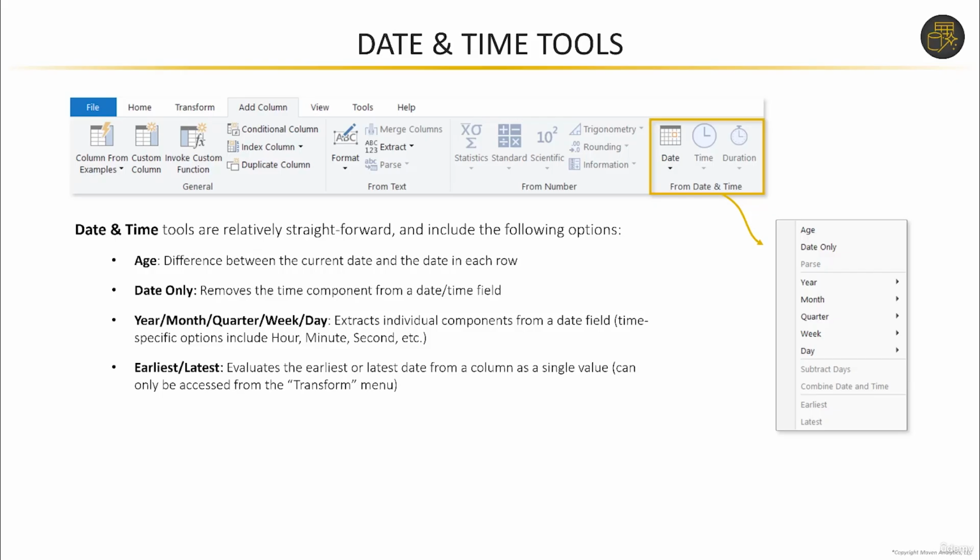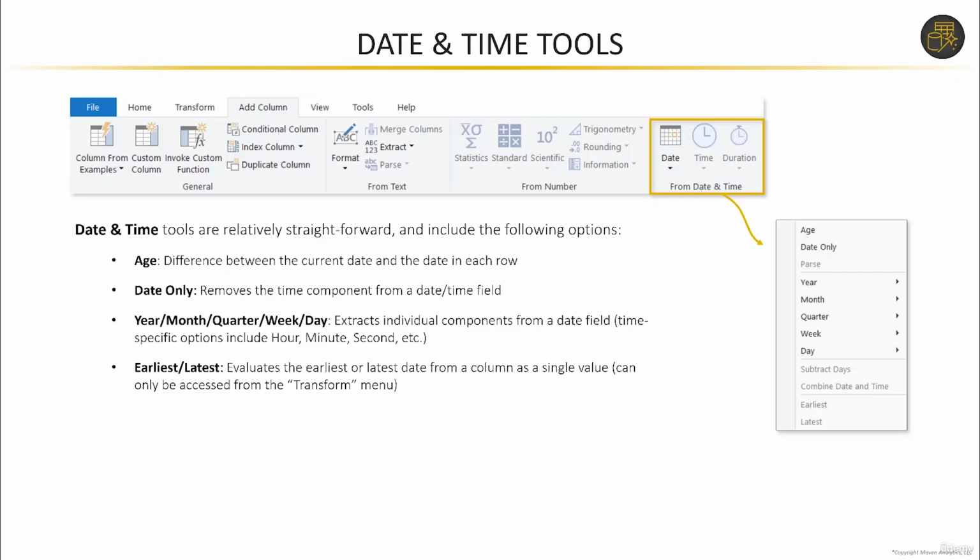You have the date only tool, which basically looks at any field that might contain both a date and a timestamp, and it strips out the time component and leaves you with just the date only. You also have your pretty basic set of date component functions like year, month, quarter, week, and day. And that just basically extracts individual components or individual attributes from the date field. And if you're selecting a field that has a timestamp as well, you'll also have similar time-specific options like hour, minute, and second. Two other ones that I want to call out here are earliest and latest.